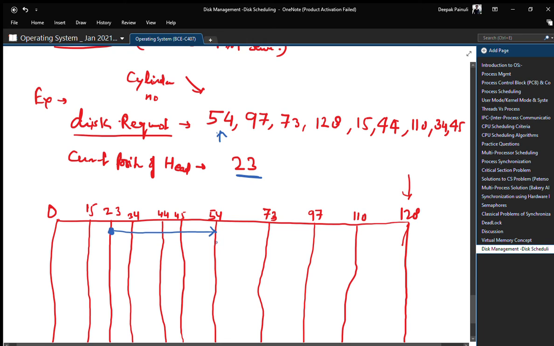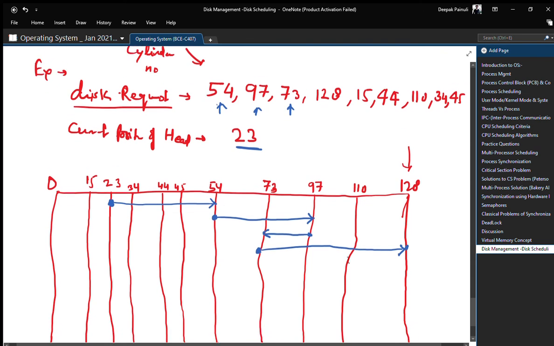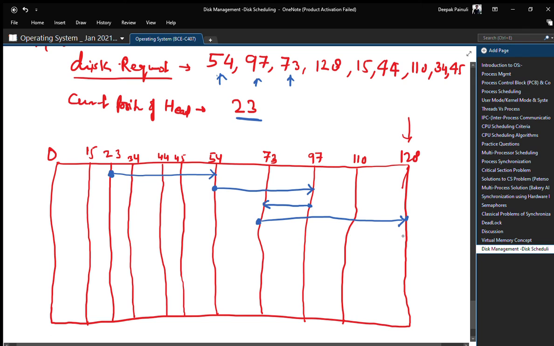Head is at 54. Now after 54, head will move to 97. Okay, and after 97, head must come to 73. After 73, it should come to 128. After 128, it should come to 15. So after cylinder number 128, the head will move to 15, right?